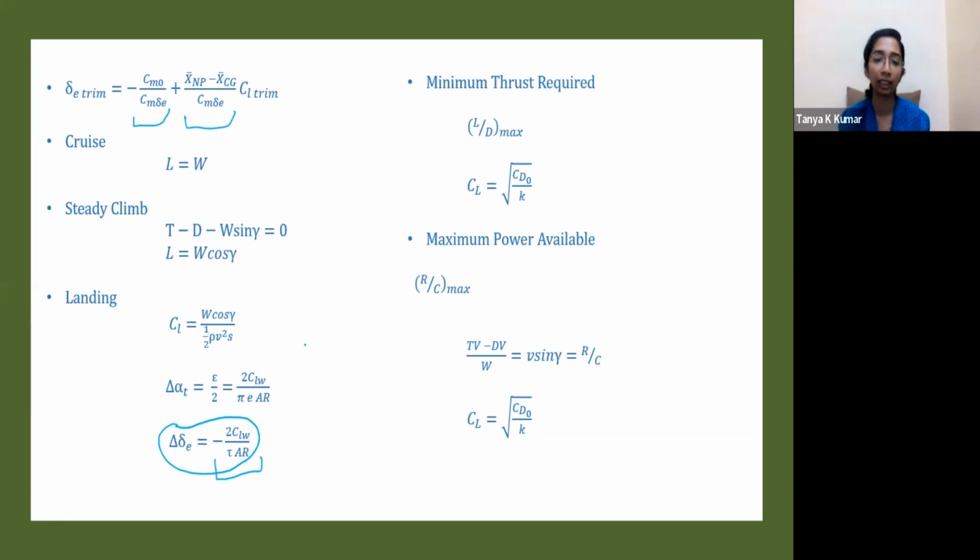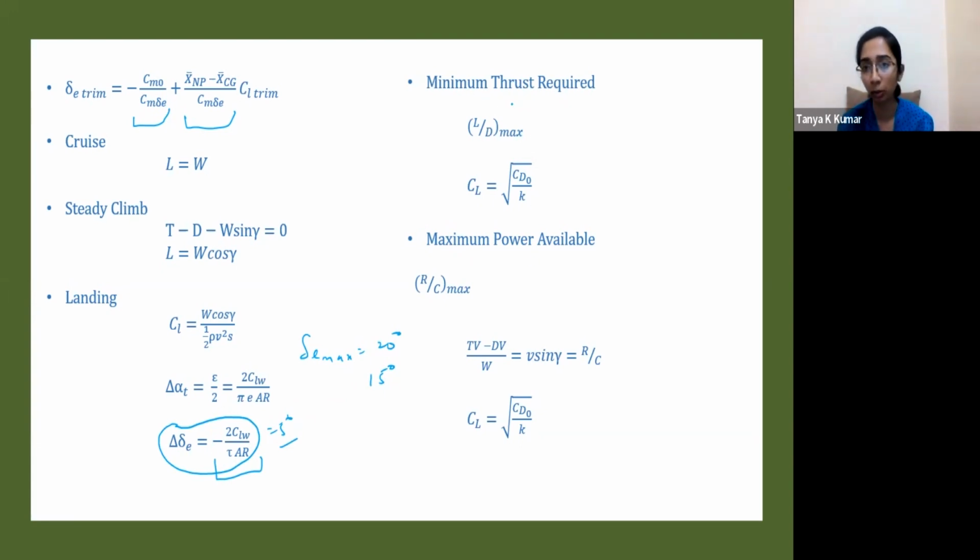So if your delta E max is 20 degrees and this is say 5 degrees, so your maximum deflection in flight would only be 15, because while landing you need an extra 5 degrees and you need to have that contingency. And few conditions that Sir discussed were minimum thrust required and maximum power available.